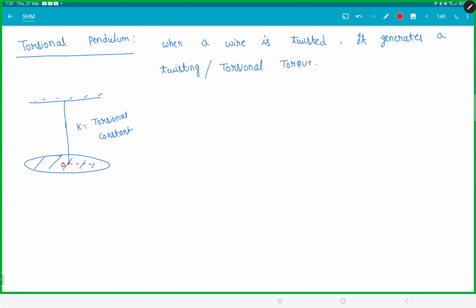So if this was point O and this was A, and now someone tries to twist this by theta, this wire will get twisted. It's like someone is catching your hand and twisting it. You must have done it to your friend, or someone must have done it to you. Or when you're pinching your sister or brother, your pinching is actually twisting only. You're generating torsional torque. So this wire gets twisted. So we get the torque is proportional to minus theta.